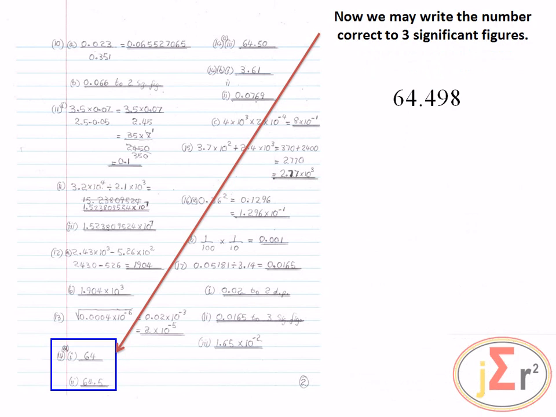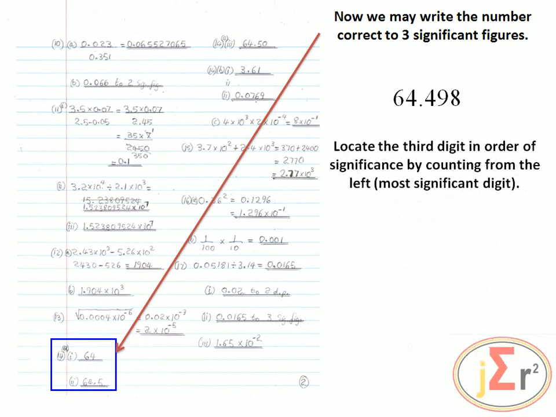Now, we may write the number correct to 3 significant figures. Locate the third digit in order of significance, and that is done by counting from the left, the most significant digit. Find the third digit in order of significance by counting from the left. 1, 2, 3, right there.